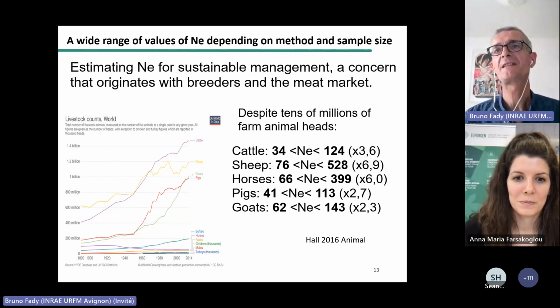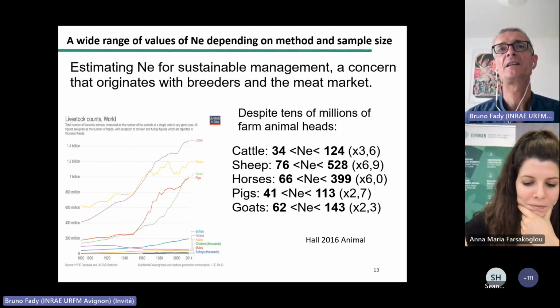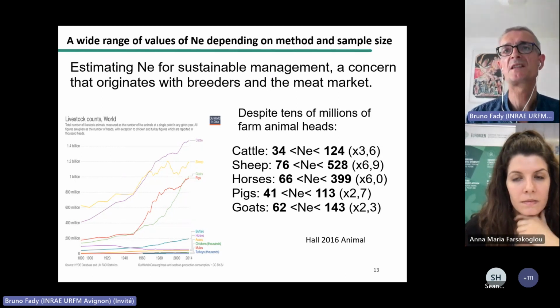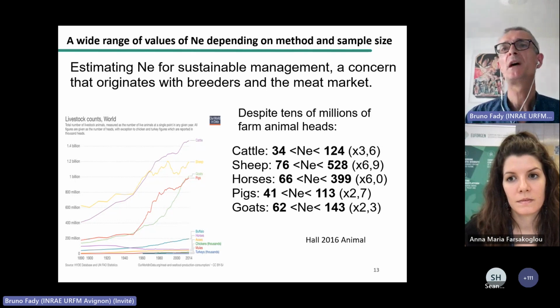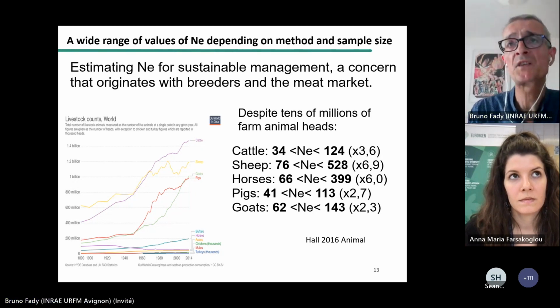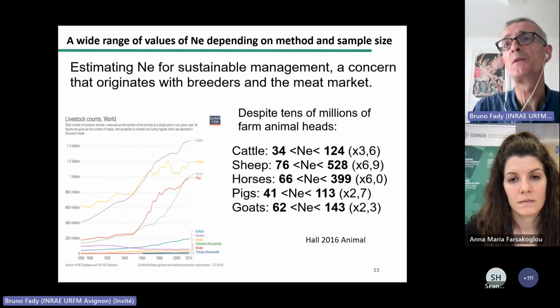Incidentally, you can see that the estimates of NE here from different methods, in this paper by Hall in 2016, vary anywhere between 2 times and 7 times depending on the method used, whether using pedigrees or LD or other methods. So a big concern: you might have huge population sizes, but actually potential for adaptation might be very low.